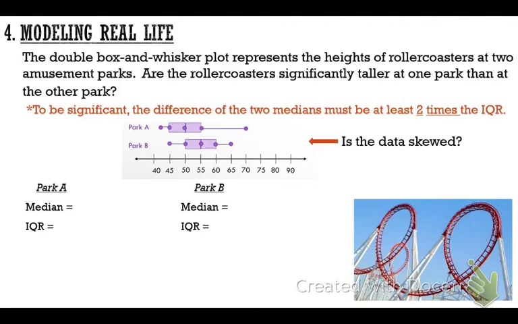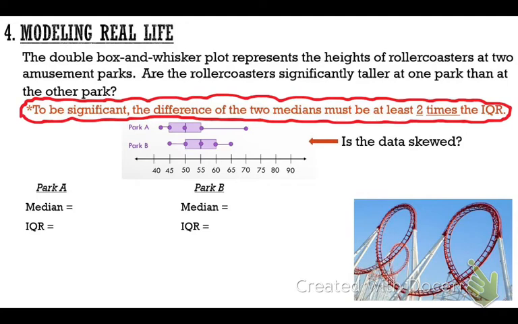All right, for problem number 4, it says the double box and whisker plot represents the heights of roller coasters at 2 amusement parks. Are the roller coasters significantly taller at one park than at another park? Now this is something I want you to fill in the blank and then also put a cloud with your red pen around this statement. This is what we're focusing on right now. If it's asking if something is significantly taller or heavier or something, to be significant, the difference of the 2 medians must be at least 2 times the IQR. And I'm going to explain what that means here in just a minute.